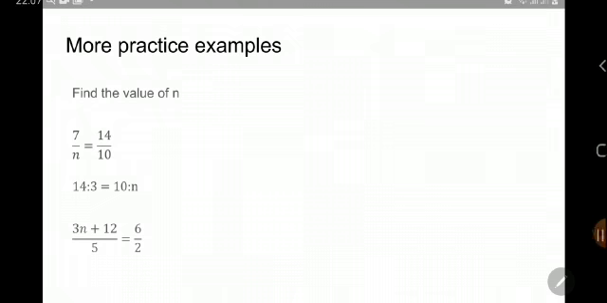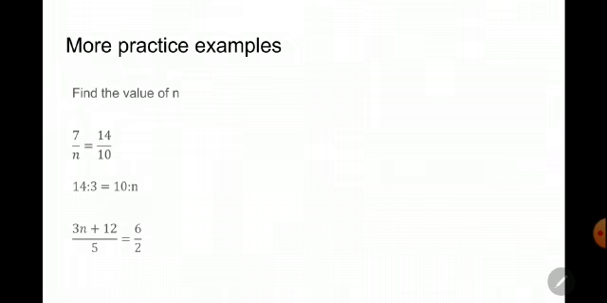Here are some more practice questions for you. Say 7 by n is equal to 14 by 10. You can go ahead and pause the video and solve them on your own. I'm gonna go ahead and solve these equations now.